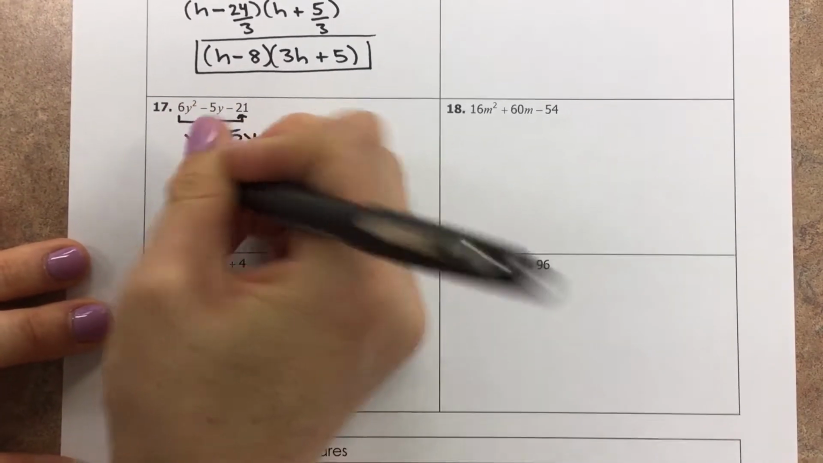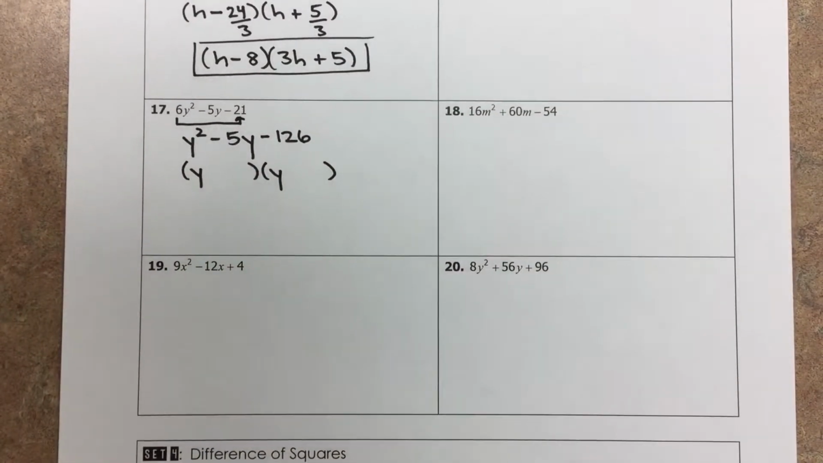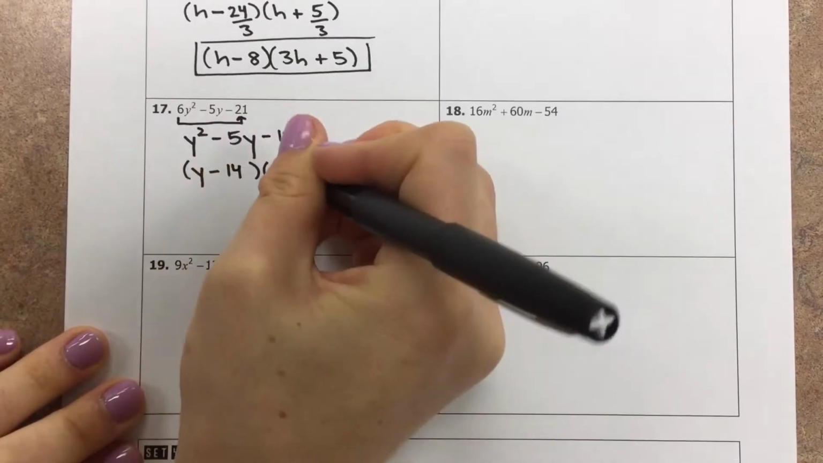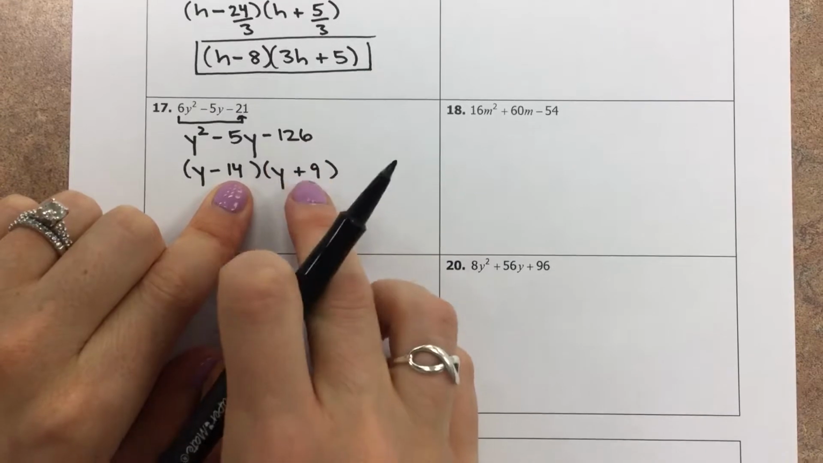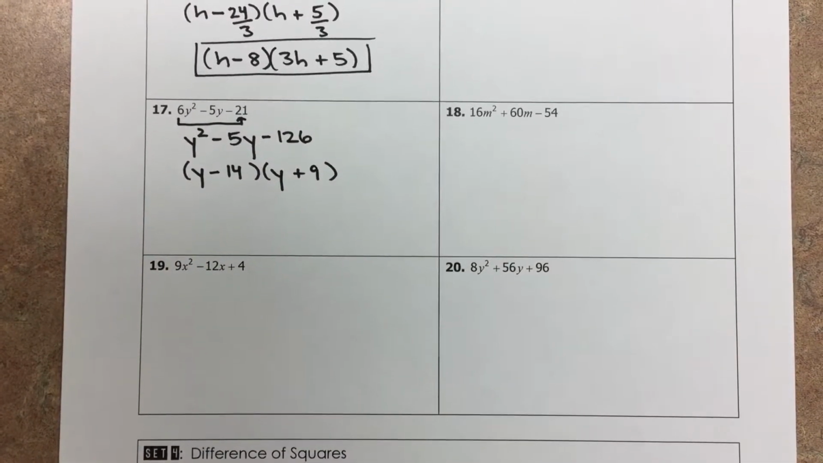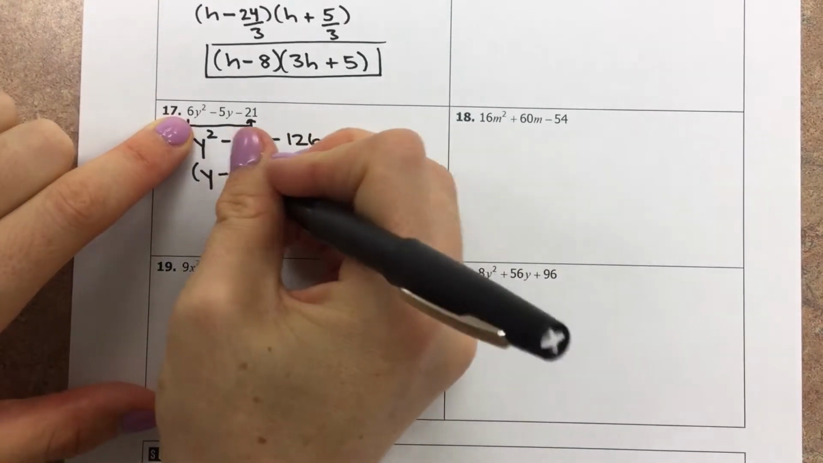So factor it down, y squared is y times y. And then if you play around with the factors, what you end up with is negative 14 and positive 9. So if you multiply them, you get negative 126. When you combine them, you get negative 5. So that is kind of our intermediate step. Remember, our final step is to take the 6 and divide.